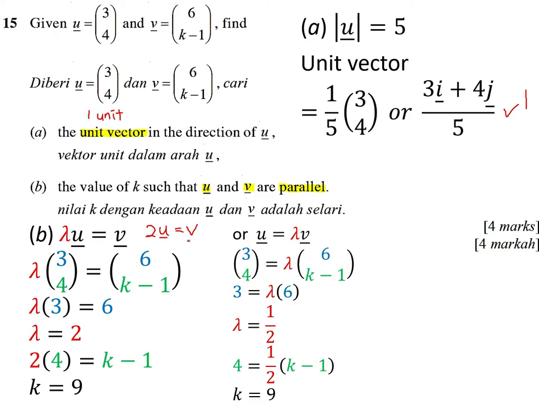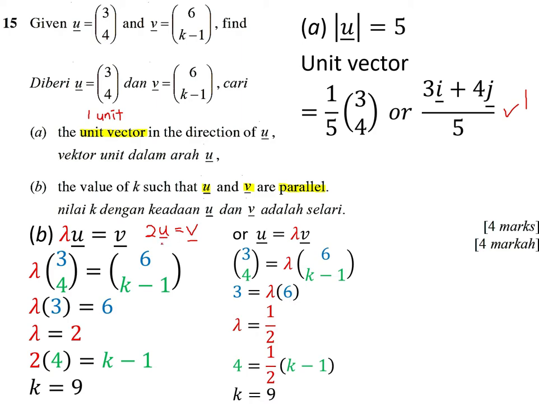What does it mean by that? Vector v is 2 times vector u. Which means vector v is a longer vector, correct? Can you see that? v is actually 2 times u. v is 6, u is 3. And the answer is 9, right? So 9 minus 1 is 8. So for v it is 8, u is 4. So that's how we get the answer.